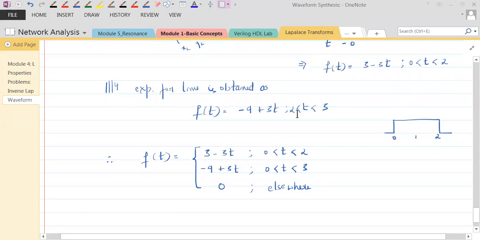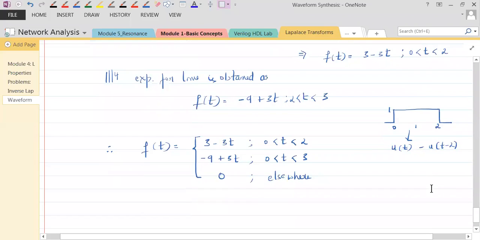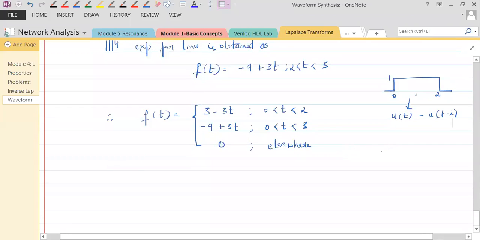Yeah, which is this function? Which is u of t minus u of t minus 2. Very good. So this waveform, which is 1 from 0 to 2, is actually u of t minus u of t minus 2. Similarly, if I want a waveform which is 1 from 0 to 3, say, 0, 1, 2, 3, this waveform would be u of t minus u of t minus 3.